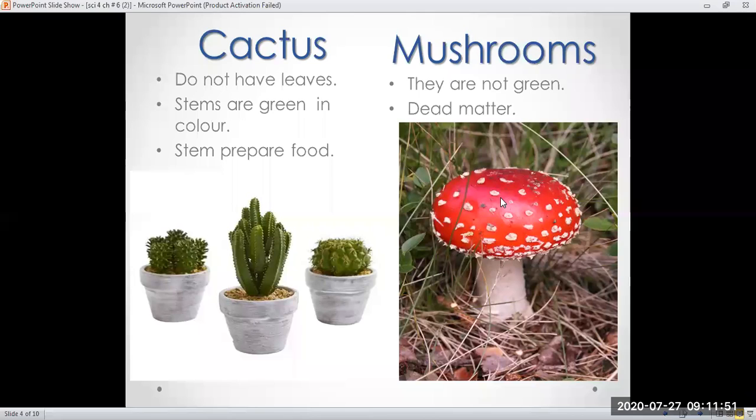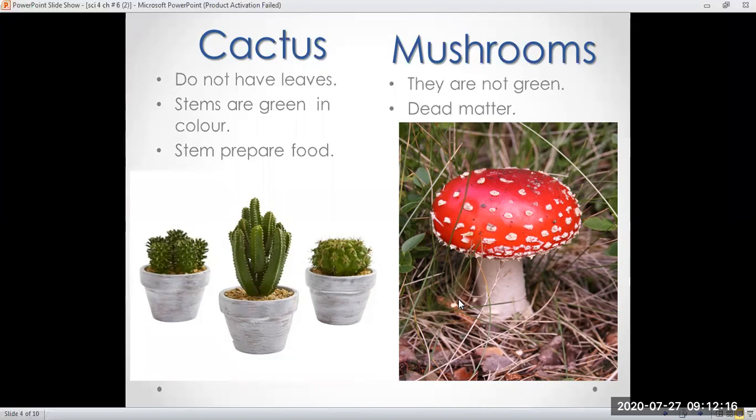These two plants have a difference from the others. The cactus and the mushrooms take their food from dead matter, the dead matter which is under the soil. When we bury something in the ground, its waste is necessary for the plant. That is known as dead matter.